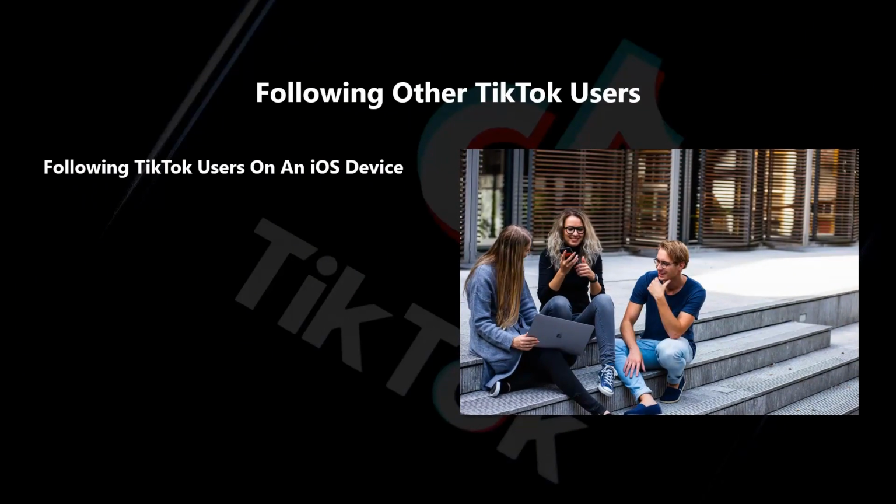Following TikTok users on an iOS device. 1. Browse videos or categories. With the app open, tap on the magnifying glass at the bottom of the screen. This takes you to the page where you can search by user or category. Here you can tap on a hashtag or a category. There's also a search bar at the top of the page. Now tap a video and look for the profile image in the bottom right corner. Tap the plus sign and this will transform into a check mark.